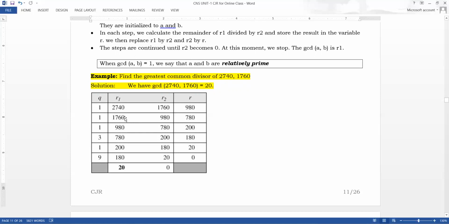Now again 1760 by 980, then the remainder will be 780, and then again 980 comes here, 780 comes here. 980 by 780, the remainder is 200, and here again 780 comes here and 200 comes here. 780 by 200 gives remainder 180. So like that continue until R2 gets 0. When R2 gets 0, the R1 value will be the GCD. So here the GCD value is 20.